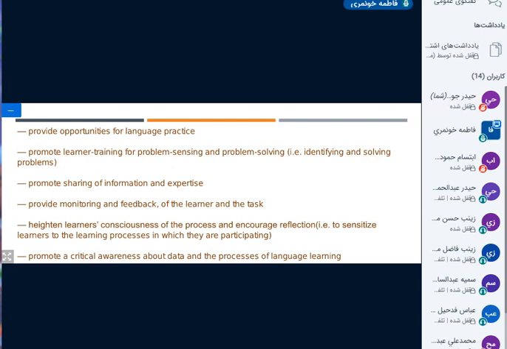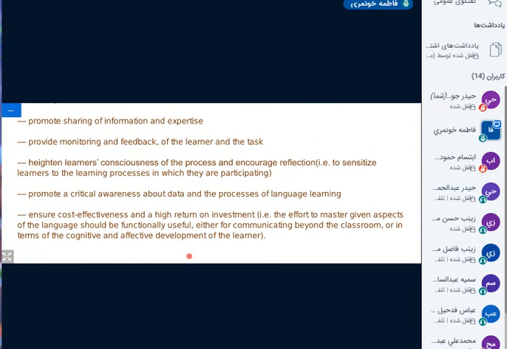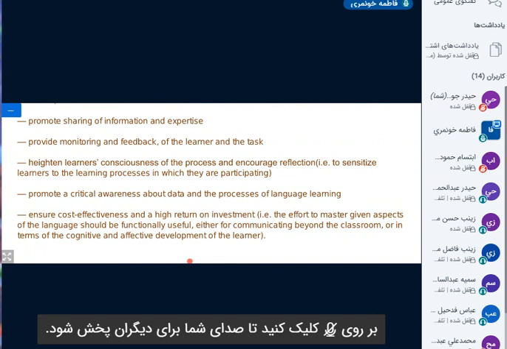That is, sensitize learners to the learning processes in which they are participating. And finally, they should promote a critical awareness about the processes of language learning and ensure cost effectiveness and high return on investment. So these are some of the most important criteria for the selection of the task. So when you're selecting tasks for your classes, you need to pay attention to the most important aspects mentioned here, if not all of them.